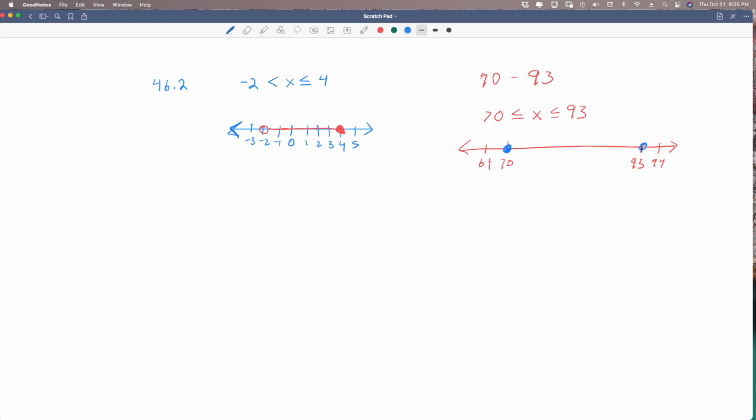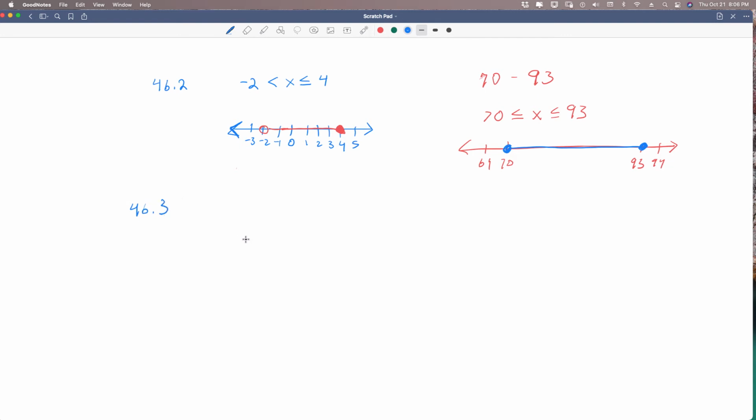Because this is less than or equal to, we would fill in our dot, and we would say all the numbers in between. That is the range of these grades from here to here. It's the same thing. You just take the lowest number and the highest number, and that's your range. This is explaining the range of data. That's what a conjunction is. All right, so let's move on to 46.3.